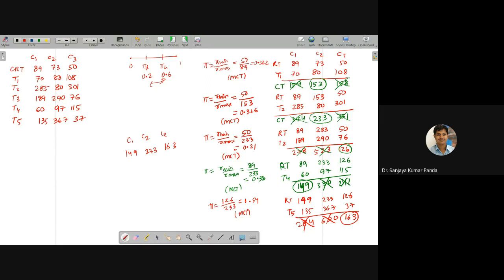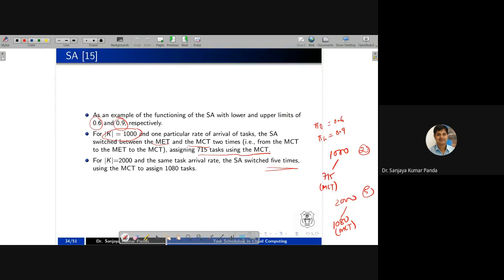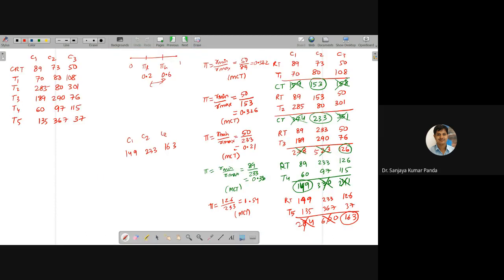Right? So as I said earlier, if there are 1,000 tasks, there is only switching, and the number of times we switch from MET to MCT is only 2 times. That's why with this small example, it is very difficult, in fact, to observe this type of peculiarity, changing from MET to MCT, right?